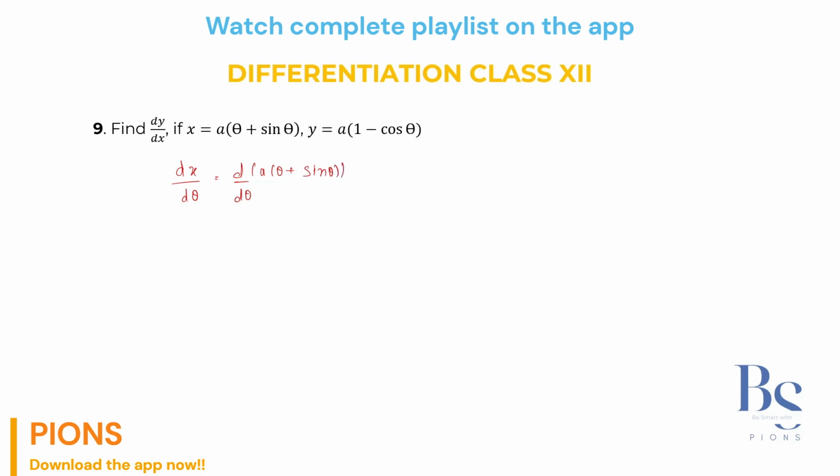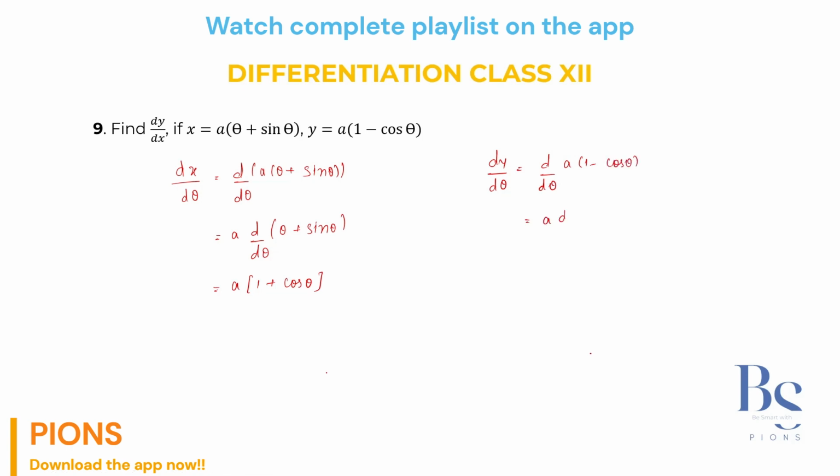Now here we will take this a out and differentiate d by d theta of theta plus sine theta. Now what is the derivative of theta? The derivative of theta is 1 and the derivative of sine theta, be very careful, is cos theta. This is our dx by d theta. Let's find dy by d theta here. So dy by d theta will be d by d theta of y. What's y? a into 1 minus cos theta. Clear? a is a constant, can be taken out.